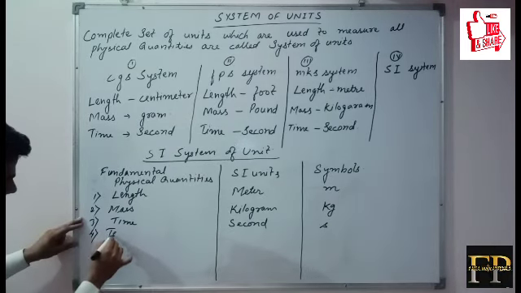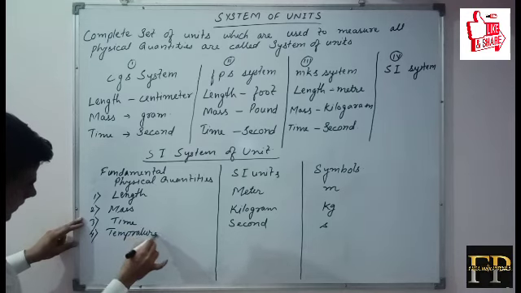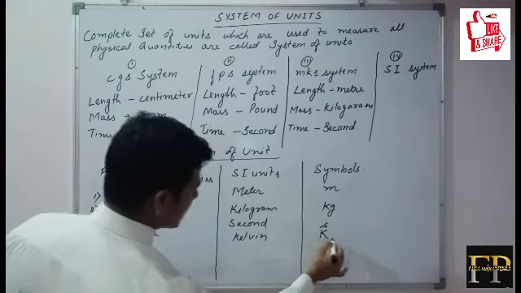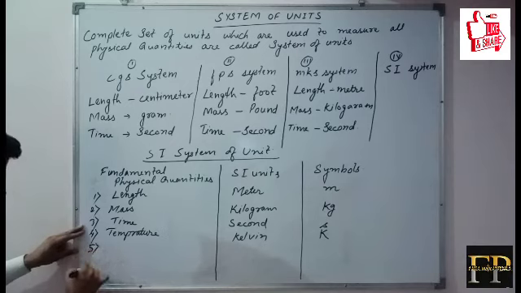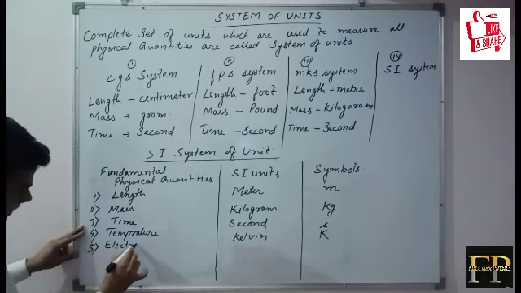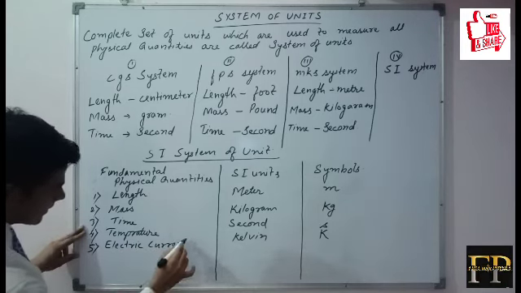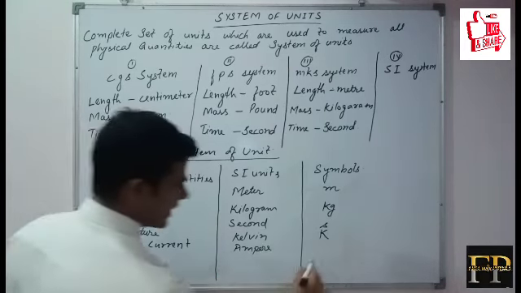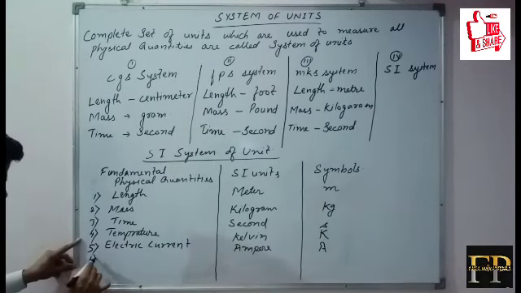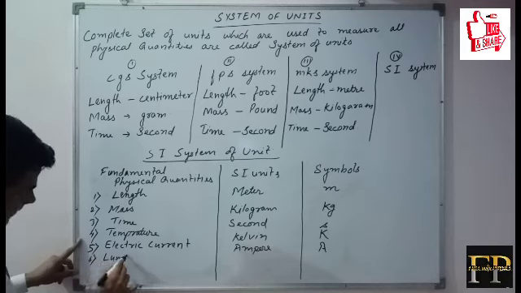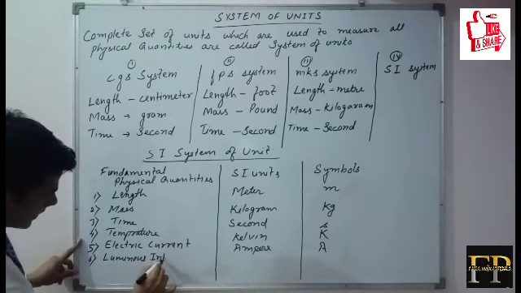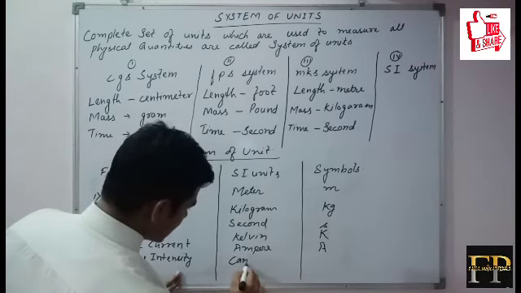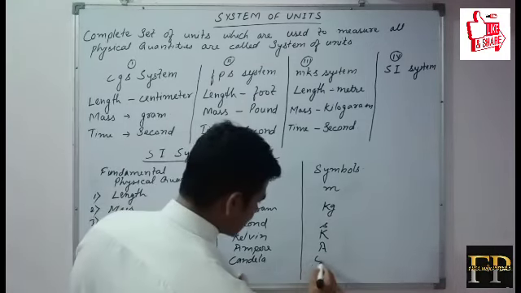Fourth, temperature, and the SI unit of temperature is Kelvin, and we write it as capital K. Fifth, electric current, and the SI unit of electric current is ampere, and we write it as A. Next, number 6, luminous intensity, and the SI unit of luminous intensity is candela, and we write it as cd.